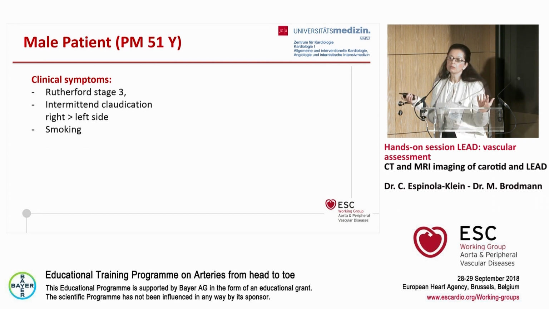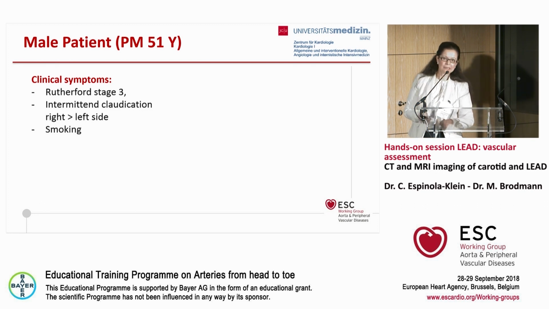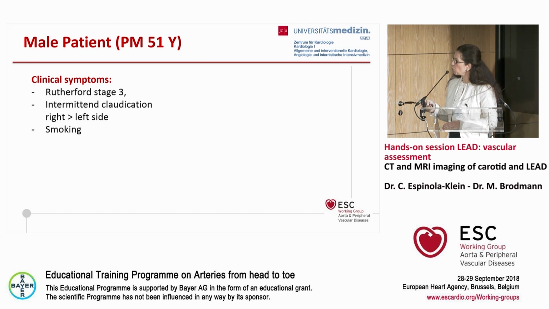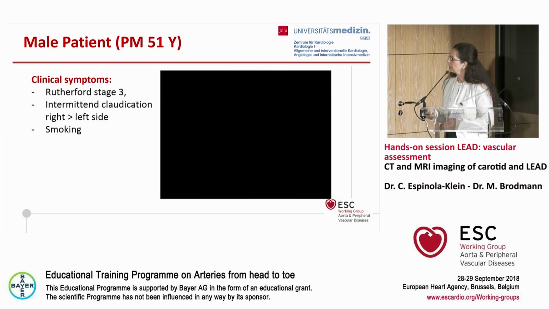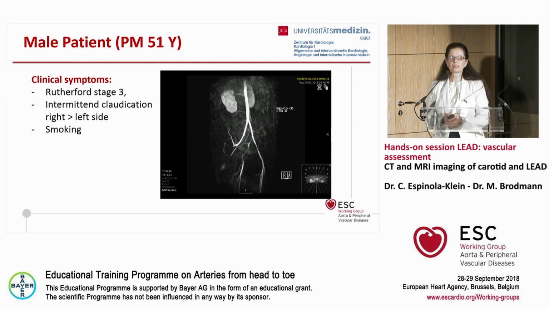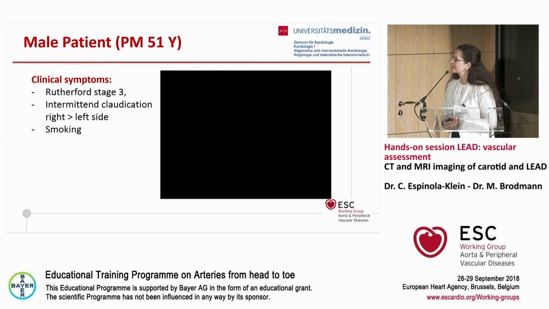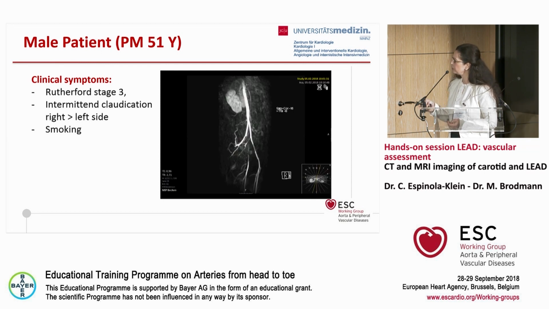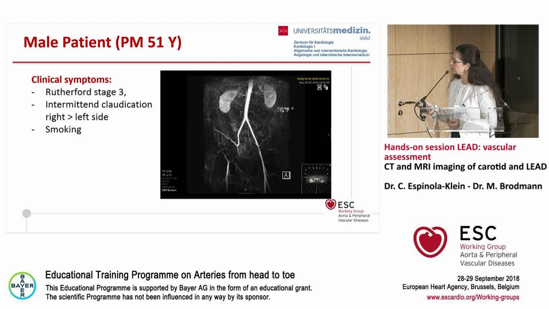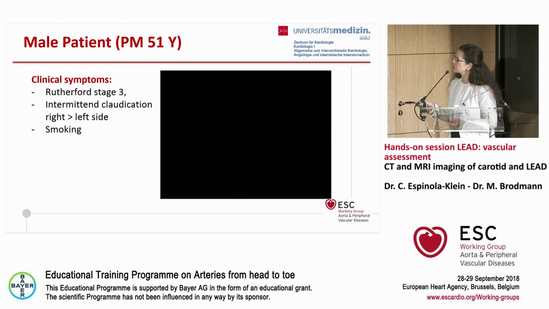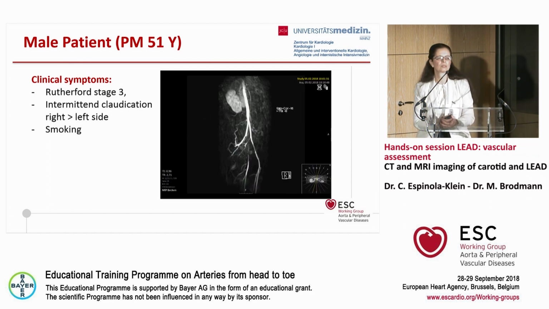For example, it's suitable to treat, and we can plan treatment with MRI only in this case. So we have a third patient, a younger one, 51 years, Rutherford stage 3 again, both sides, heavy smoker. On the first slide you can see the main problem on the right side. You see here an occlusion of the common iliac artery. We discussed it in our board.